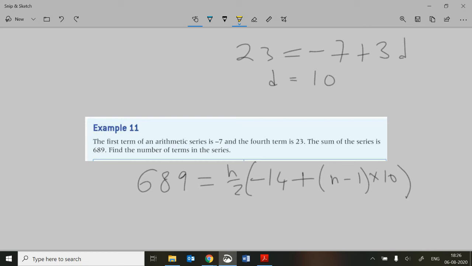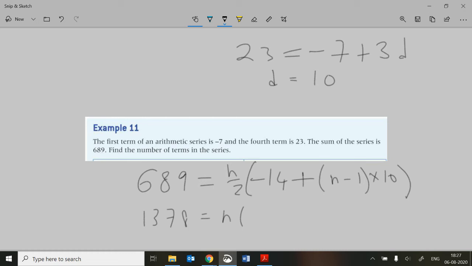I'm not going to deliver a lesson now on solving quadratics, but from my point of view, I would tidy this up a little bit before taking it a bit further. So here we go. My mind's going a bit slow here. Times this by 2. Let's get rid of the divide by 2. 1378. 1378 times by n, and I'm going to swap around my terms in the center.